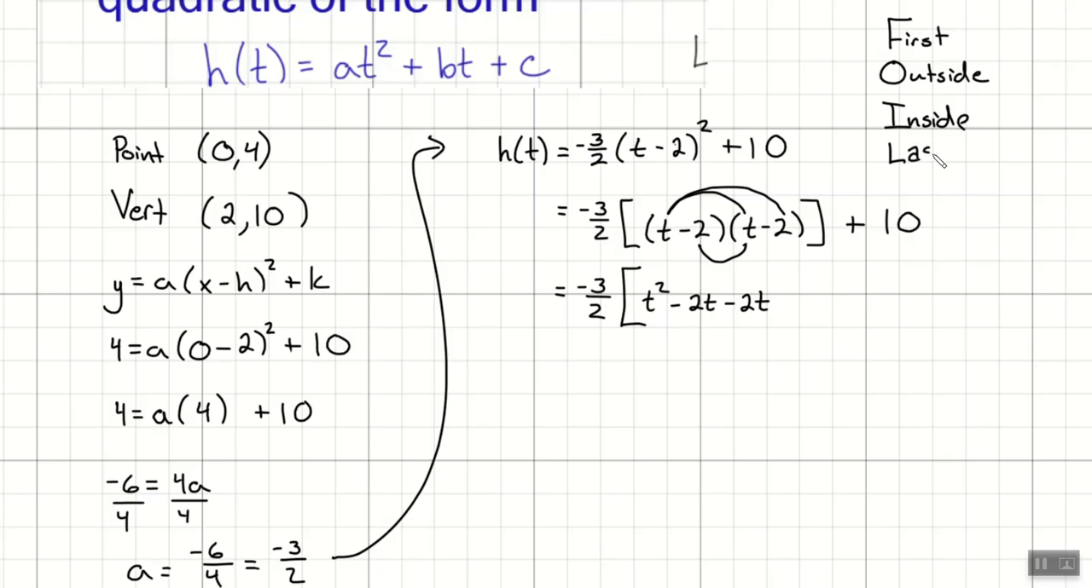And then finally, what does the L in FOIL stand for? The last. I agree that that's the last one here, but we're only looking right here, Kian. What's the last term of this first piece? And the last term of this one? There's our lasts. What's -2 times -2? +4.